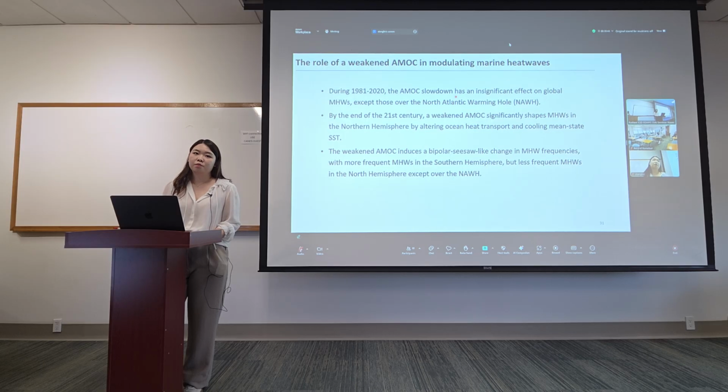Because the AMOC slowdown will reduce the northward heat transport. And by reducing northward heat transport, the most important influence is that it can change the mean state SSTs in the North Atlantic.